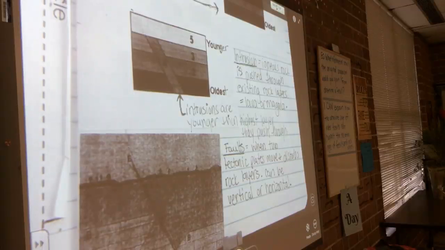Now looking at that picture, let me see what y'all think. Oh, okay, yeah, much better. So if you were a geologist, which layer would you say is the youngest in that picture? The newest.